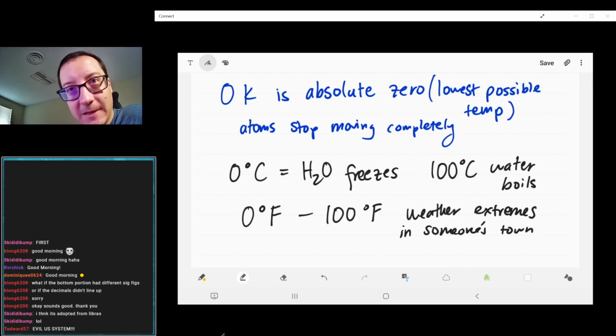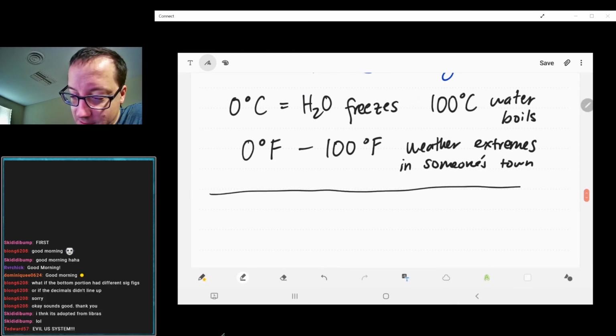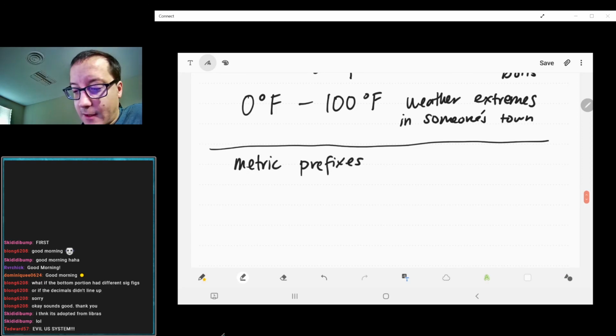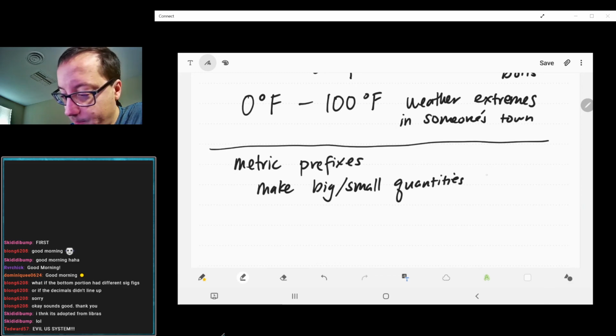So, let's go ahead and deal with some of these units by talking about metric prefixes. Alongside scientific notation, these are tools to make really big or really small numbers more manageable. Let me just write that out. Make big, small quantities manageable.